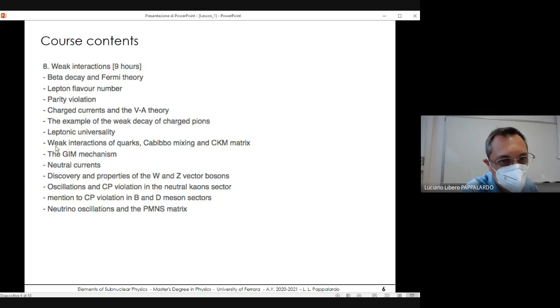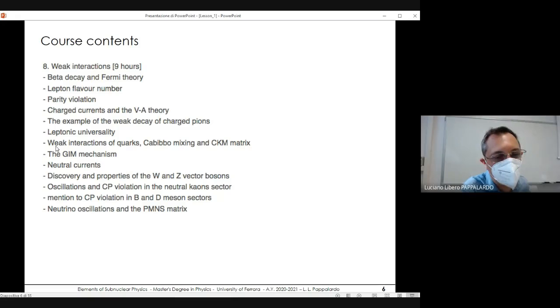Next in the list is another big chapter, about weak interactions. We will start from the very basics, the beta decay and the Fermi theory, and then we will discuss the experimental discovery of parity violation in 1957, and this will bring us to the charged currents of weak interaction and the V-A theory. Then we will discuss the weak interaction for quarks, so the Cabibbo mixing and the CKM matrix, and also the GIM mechanism, which is also very important.